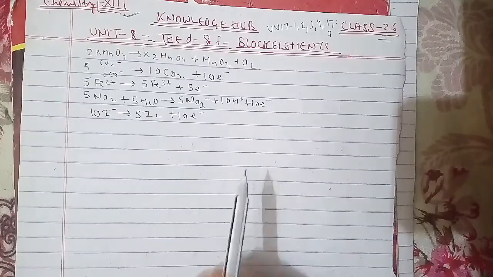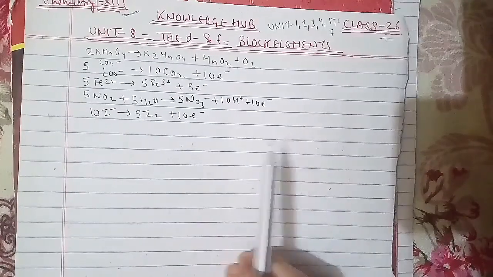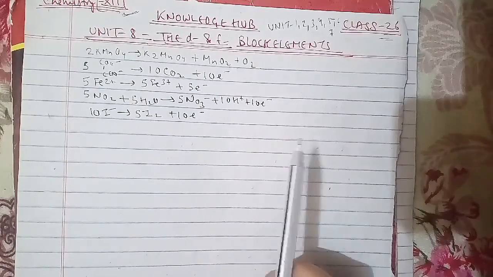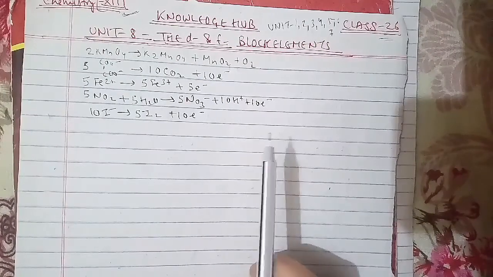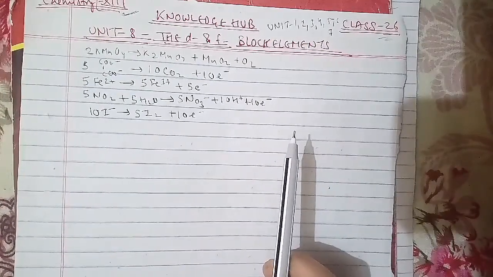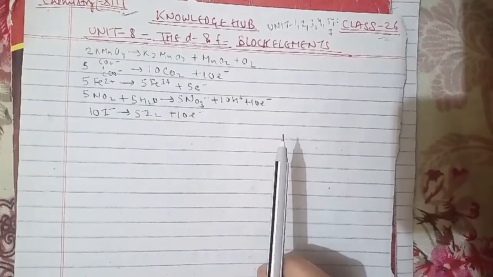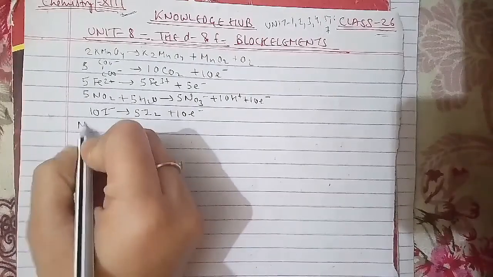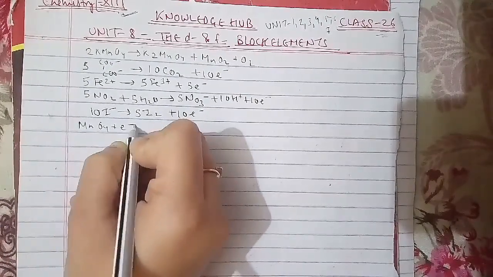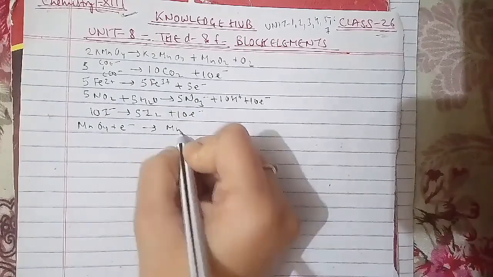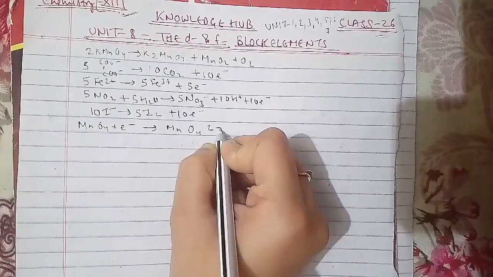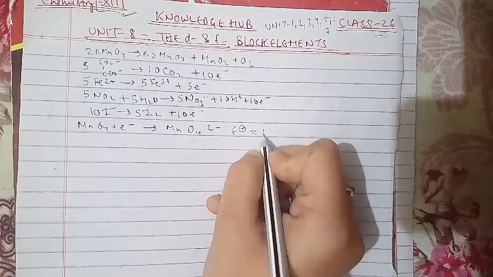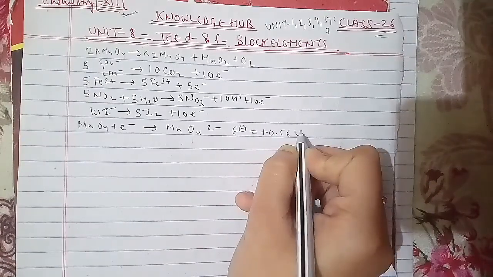The full reaction can be written by adding the half reaction for KMnO4 to the half reaction of the reducing agent, balancing wherever necessary. If you represent the reduction of permanganate to manganate, manganese dioxide and manganese(II) by half reactions, it would be like MnO4- plus electron will give MnO4 2-, for which E equals plus 0.56 volt.